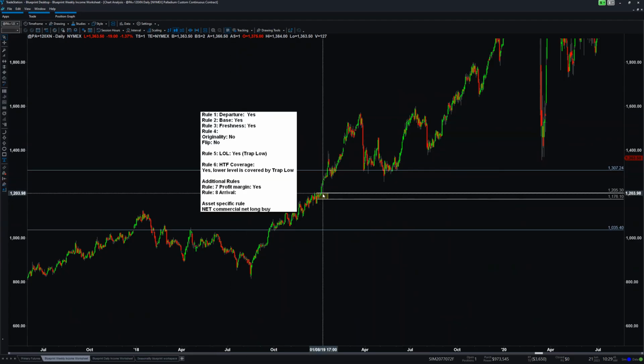Departure, yes, it's an explosive move. Base, we've got 1, 2, 3, 4, 5 candles in the base. Yes, freshness for sure. Price has never been there. Originality and flip, it is original, right? It is original, and it may be a flip as well.